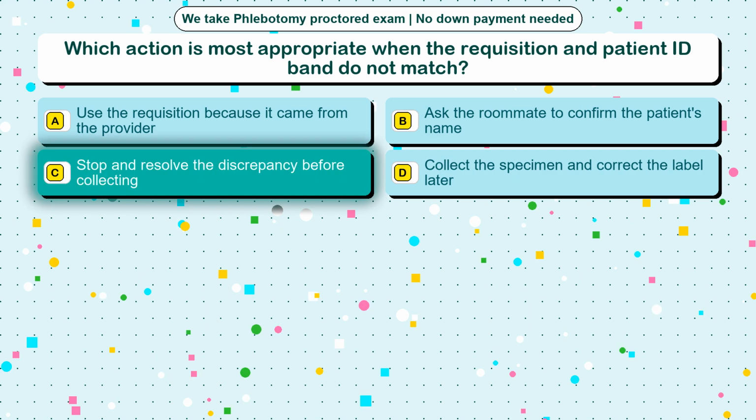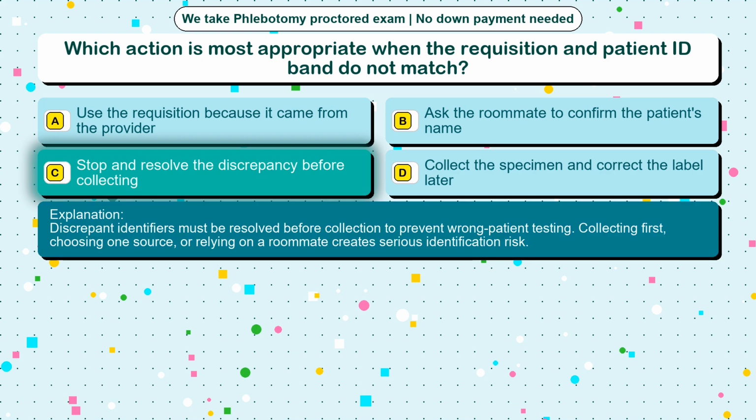The correct answer is option C, stop and resolve the discrepancy before collecting. Discrepant identifiers must be resolved before collection to prevent wrong patient testing. Collecting first, choosing one source, or relying on a roommate creates serious identification risk.